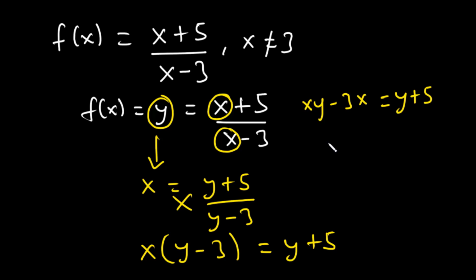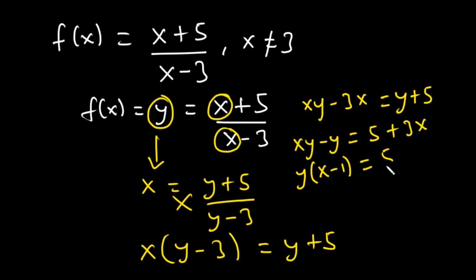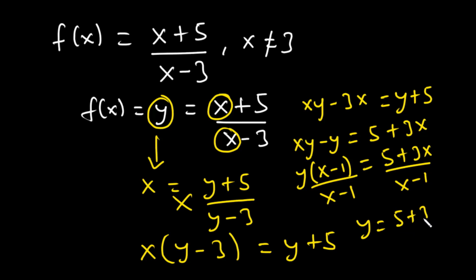Because we want to make y stand alone, we can transpose y to the left hand side and then negative 3x to the right hand side. So we are going to have xy minus y is equal to 5 plus 3x. We factor out y and then we have y on the outside and x minus 1 inside the brackets is equal to 5 plus 3x. And then we divide both sides of the equation by x minus 1. And then we have y to be equal to 5 plus 3x divided by x minus 1.